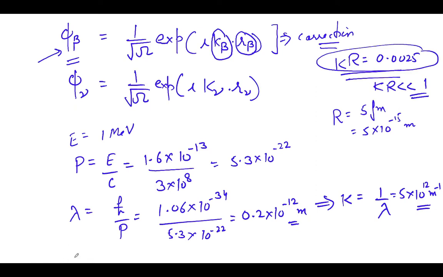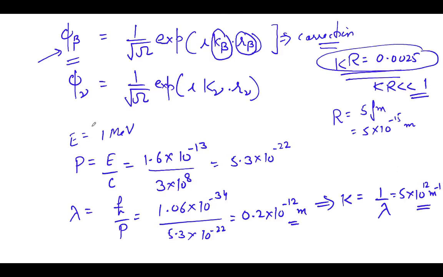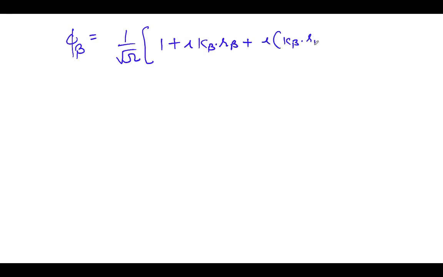So putting the value of this kr, or expanding our equation, these two equations. If I write these equations as equation A, then applying the Taylor expansion, we can write down this beta particle wave function, which is 1 over root omega, times 1 plus i kb dot rb plus (i kb dot r beta) square over 2 factorial, and so on.